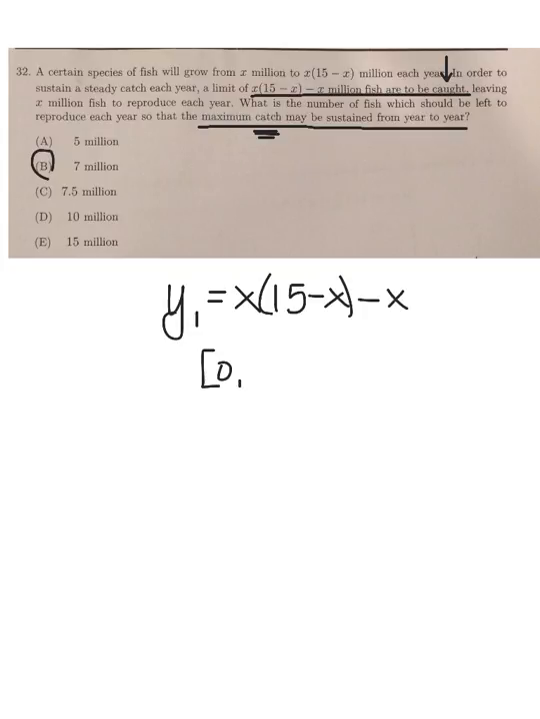So when I went to window, my X values, I went from 0 to 20. And my Y values, I went from 0 to 100. You should see a good picture. And then from there, just do second calc max and you'll get choice B, 7 million. The answer for 33 is D, as in dog.